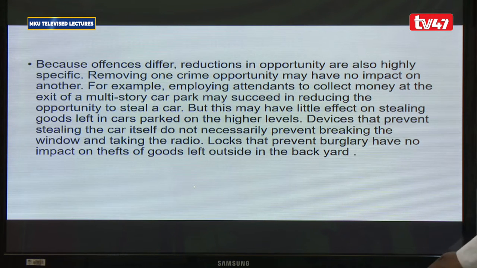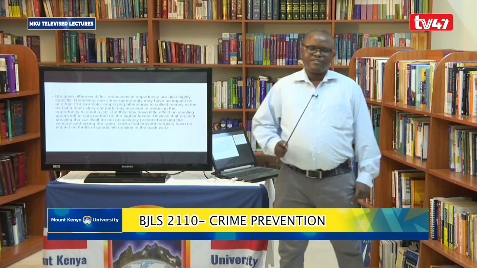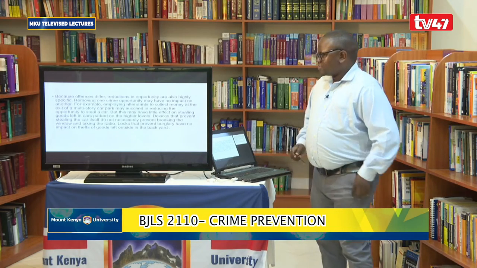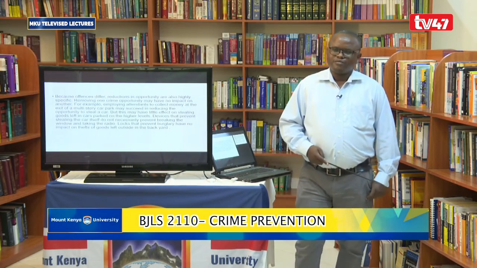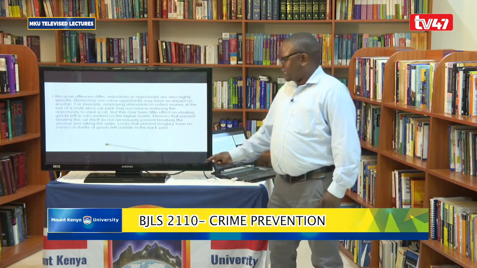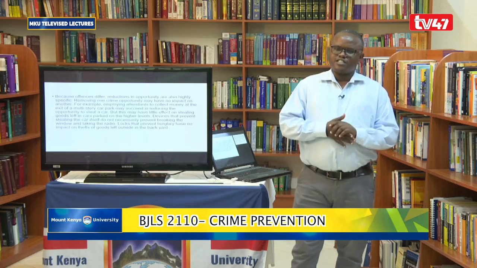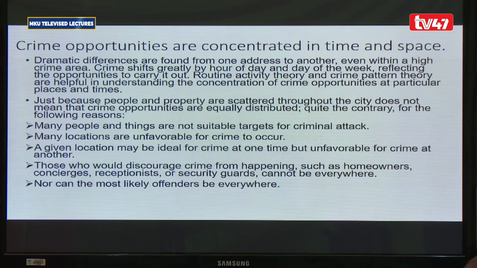Then here you're talking about reducing the opportunity. Take this example: when you go to your favorite mall with your car, you have that chip that you insert for the payment toll. That will protect your car from getting stolen, but it doesn't mean that someone wouldn't come into your car and steal whatever is inside. Or take the example of a burglary, where you may lock your house, but whatever is outside your house remains vulnerable to theft. So just because you've reduced the opportunity for burglary doesn't mean you've reduced the opportunity for things outside your compound getting stolen.